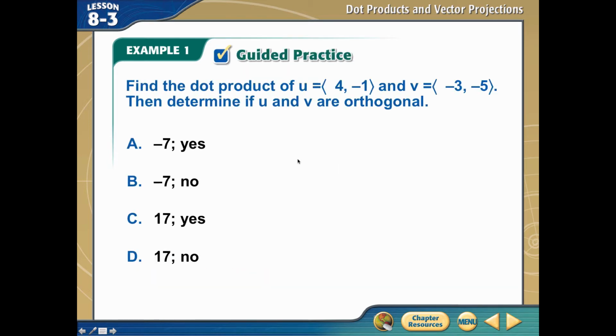Okay, now I'm going to let you do this. I'll give you the answer in 3, 2, 1. Okay, it's negative 7. 4 times negative 3 is negative 12. Negative 1 times negative 5 is 5. Negative 12 plus 5 is negative 7.